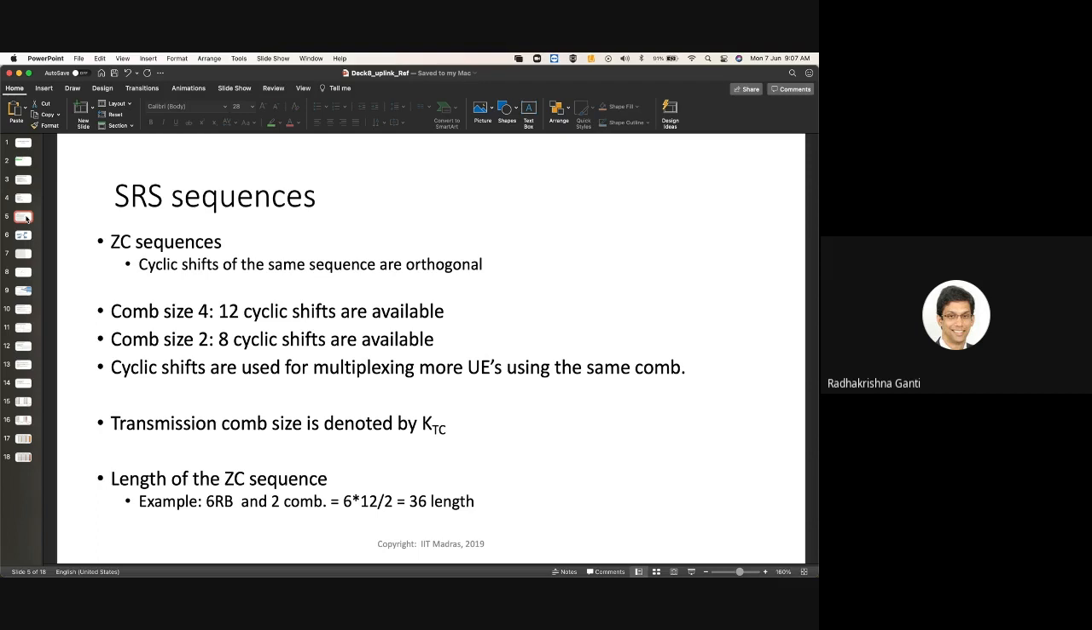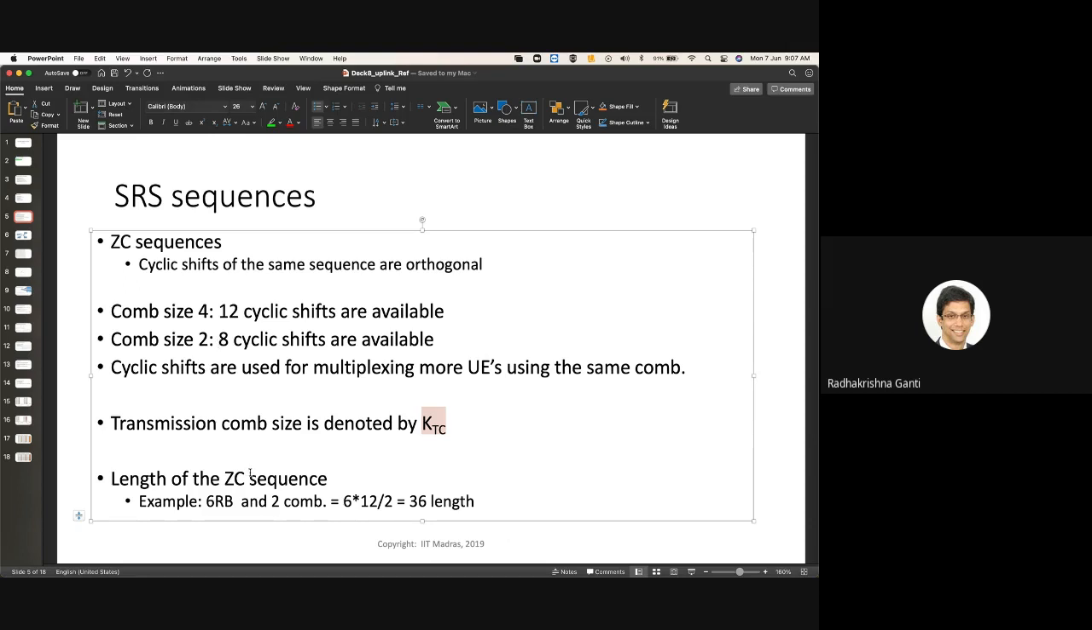So there are multiple uses of the cyclic shift. Either you can put multiple ports or you can use multiple UEs on the same comb. Either way is fine, depending on your configuration. Okay. So you see the symbol KTC quite a bit in SRS sequences. KTC can be either 2 or 4, and that's nothing but the comb size. So you see this KTC occurring all around.